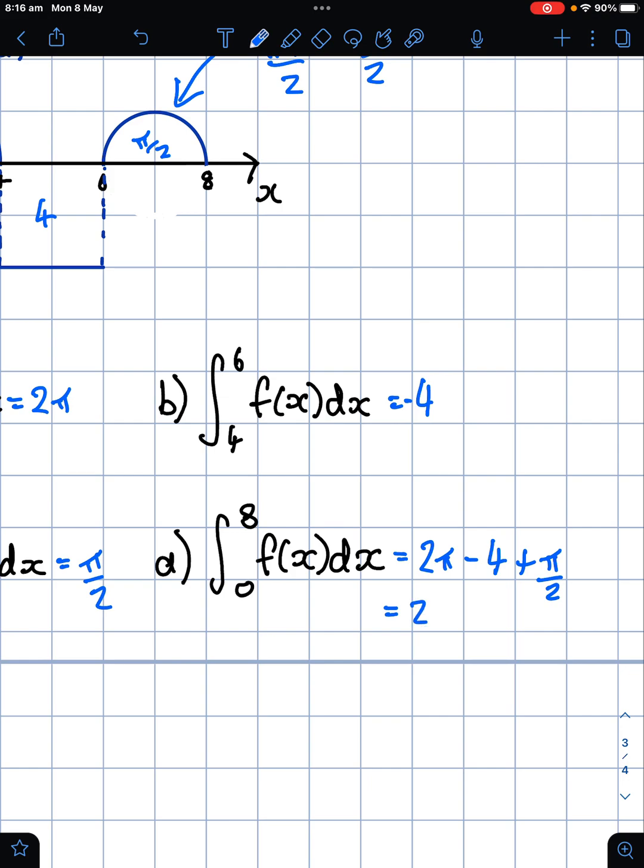2, actually no, let's change it. So 2 pi is going to be 4 pi on 2. It's going to be 5 pi on 2 minus 4.